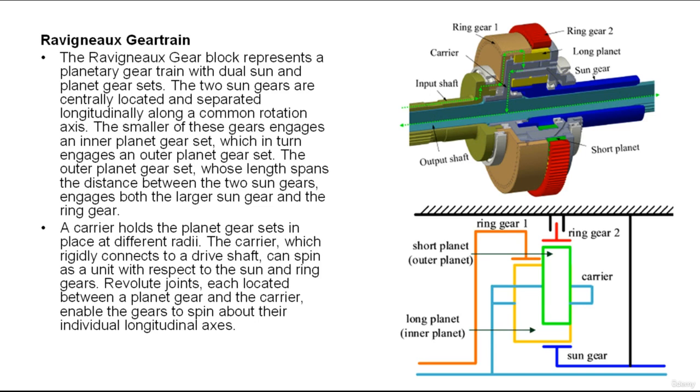The Ravigneaux gear train uses two sun gears, one small and one large. They also have two sets of planetary pinion gears, three long pinions and three short pinions.